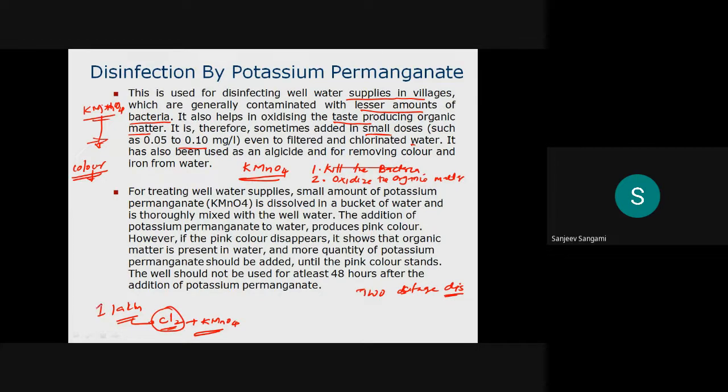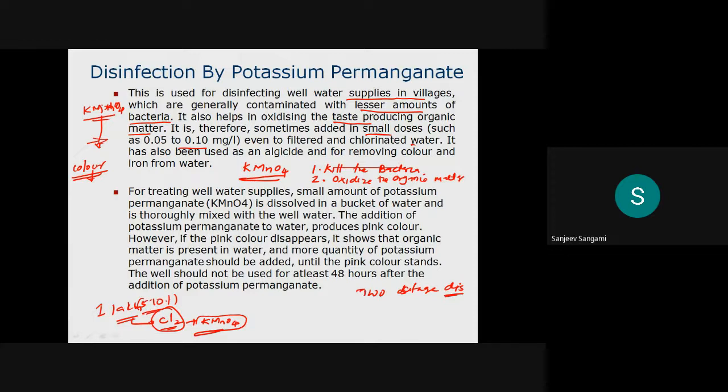Once you disinfect with chlorine, most of the pathogens are going to be killed. Only about 5 to 10% may remain, and it will be removed with the help of KMnO4. If fewer pathogens are there, you can use the potassium permanganate. Of course, this is the old method.